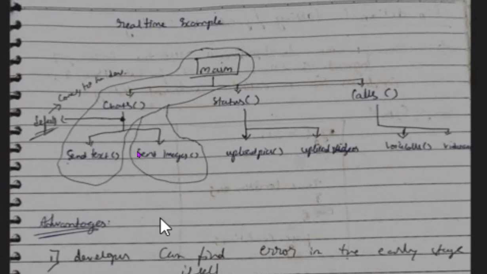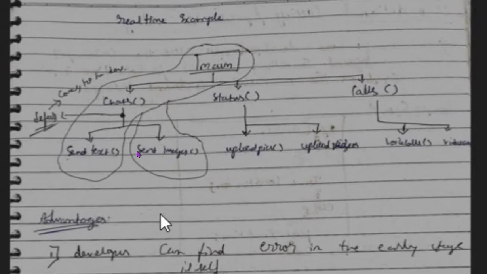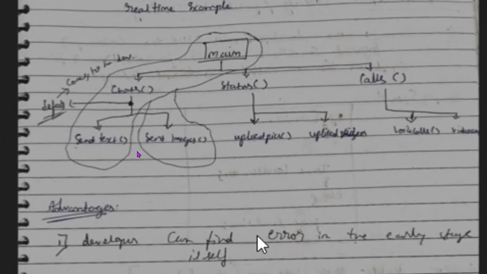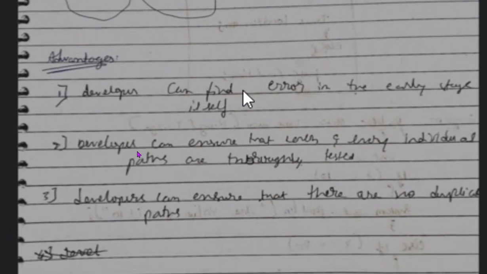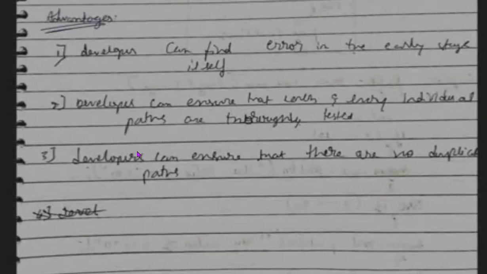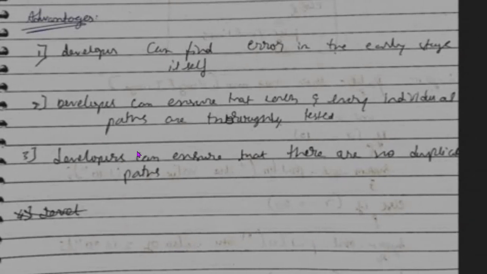So let me come to the advantages of path testing. In path testing, the advantages are that developers can find errors at an early stage itself. That is the first thing. The second thing is that developers can ensure that each and every individual path is thoroughly tested.